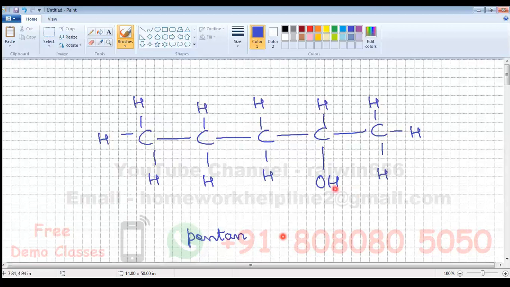You also will have to give the position of the OH group. What will be the numbering or position of the OH group? 2. Correct. You start counting from the right-hand side. First carbon atom, second carbon atom, and so on. You write pent-2-ol. No, that's wrong. It should be pentan-2-ol, or you can write 2-pentanol.